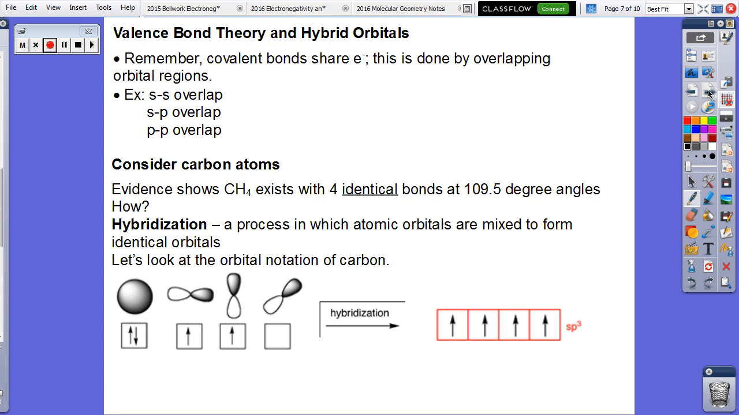Okay, so it says in a covalent bond there may be 2 s orbitals overlapping to share, there could be s and a p overlapping, or there could be 2 p orbitals overlapping to share.